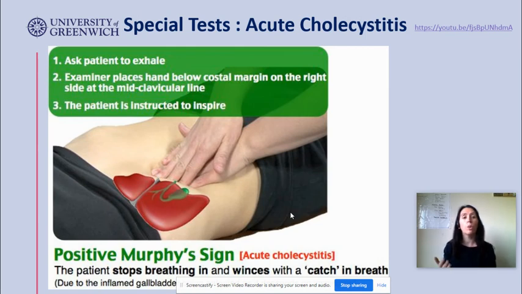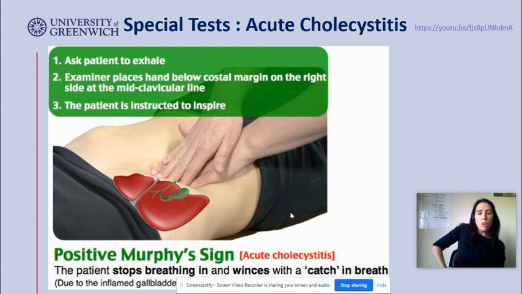Cholecystitis, or gallbladder inflammation, is another one that we will test for. This is quite an uncomfortable test. If a patient has got gallbladder infection, cholecystitis, they're not going to enjoy this test. Even if you don't have cholecystitis, it can be a little bit uncomfortable. So lie the patient down flat. They're on the stretcher. Get them to breathe in.